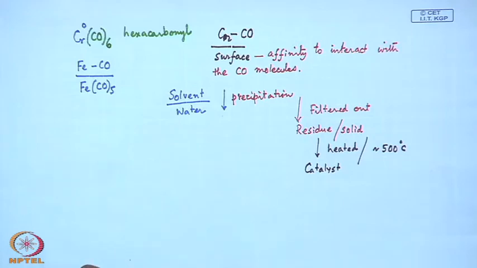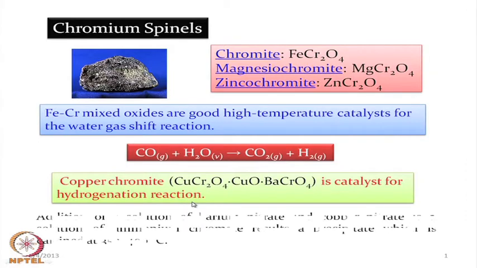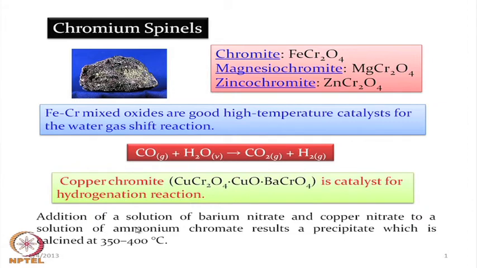So, these are the very simple techniques for the solution process for the preparation of new and other types of catalyst. In this particular case, how we make this barium chromate based copper chromite catalyst is that if we take the solutions of barium nitrate and copper nitrate, a mixture of these two can be added to another solution of ammonium chromate, which results in a precipitate of different formulation.